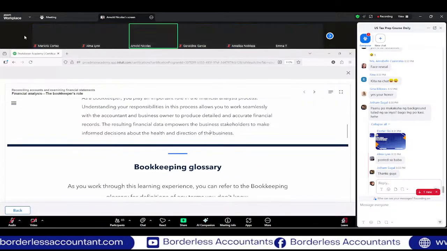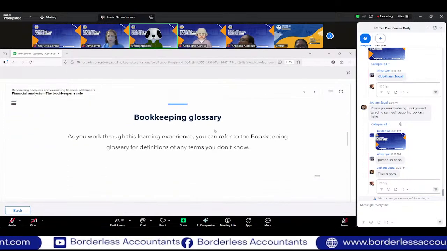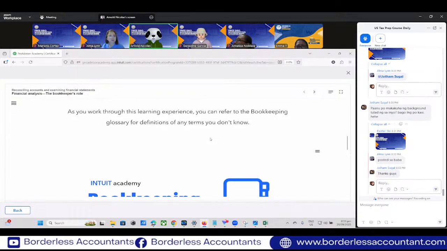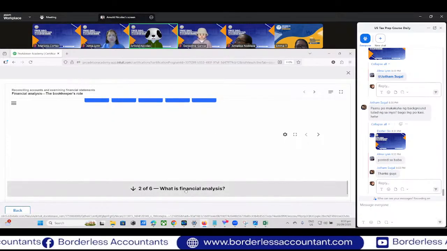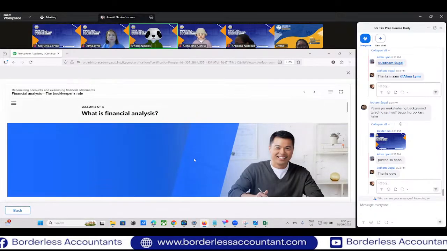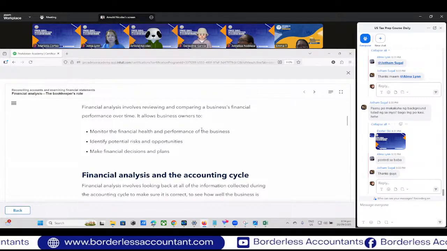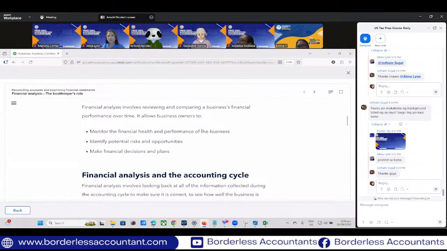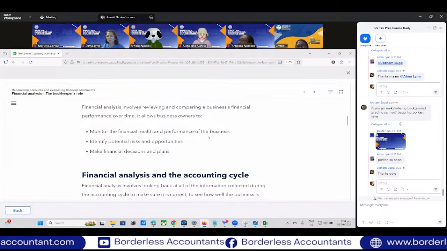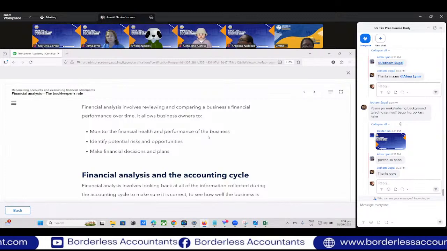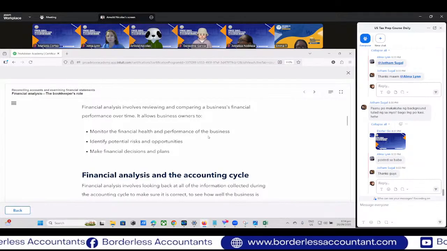Okay, so basically, it's reinforcing what bookkeepers do with regards to business. And the bookkeeping glossary, we already know that. If you would like to review, just go over those letters. And the next slide is: what is financial analysis? Financial analysis involves reviewing and comparing a business's financial performance over time. It allows business owners to monitor the financial health and performance of the business, identify potential risks and opportunities, and make financial decisions and plans.